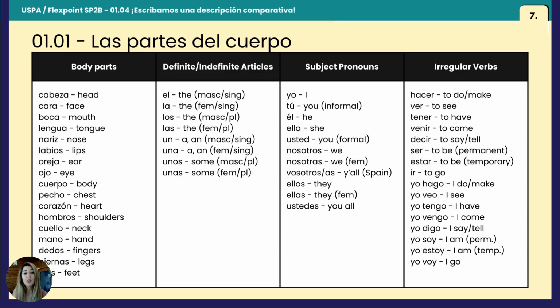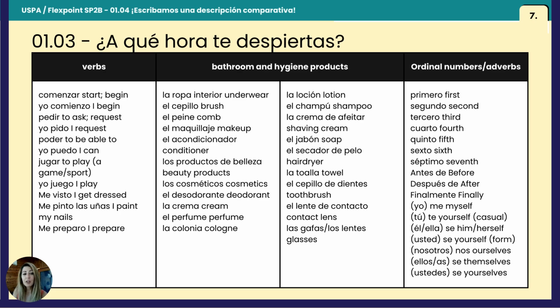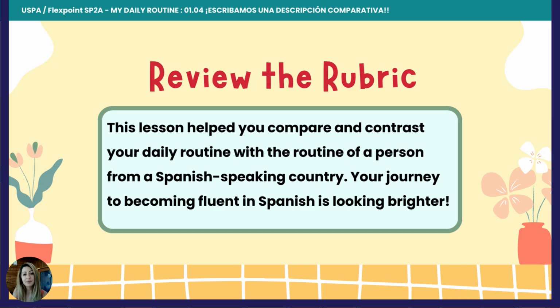We have 01.01 about las partes del cuerpo. 01.02, this one talks about the daily routine words. And número 3 is ¿a qué hora te despiertas? This has to do with times, adverbs, hygiene products, etc. So the vocabulary will also be in this quiz. You can refer to that if you need to.